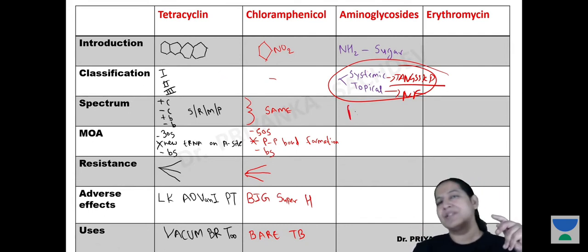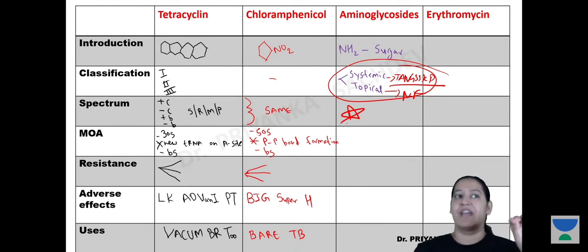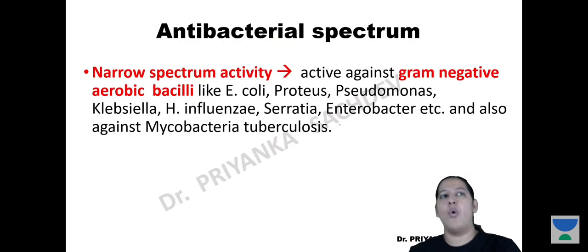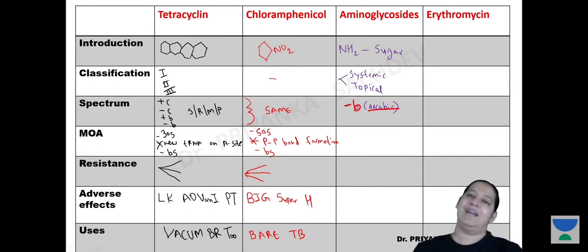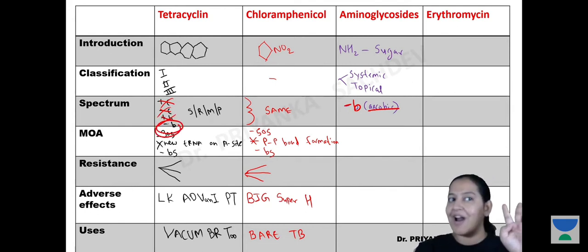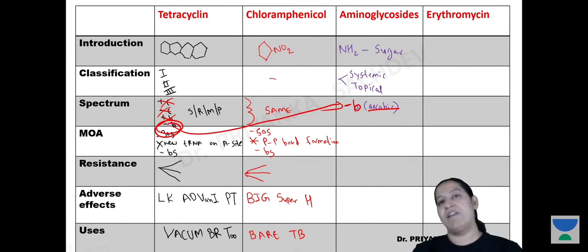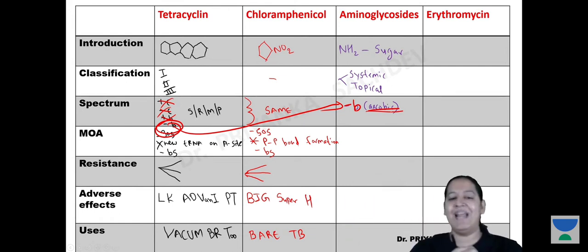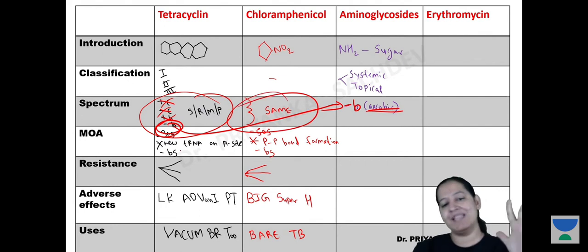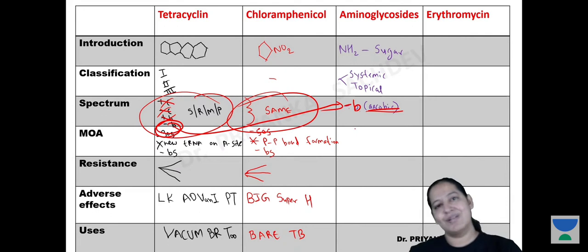Now the spectrum is really very specific. It acts only against gram negative aerobic bacilli. It is not for cocci, neither gram positive nor gram negative. It is not for gram positive bacilli also. Only gram negative bacilli के against active है, वो भी anaerobic नहीं, aerobic. Very specific spectrum. Please learn it and compare it with others, with the tetracycline and chloramphenicol spectrum. So it is gram negative aerobic bacilli.